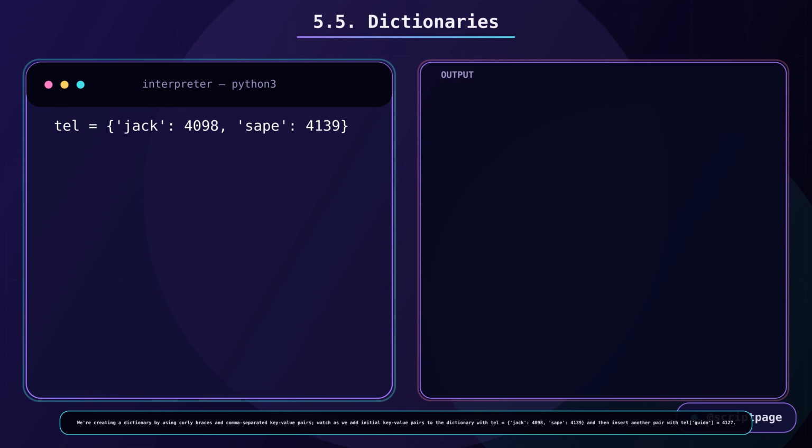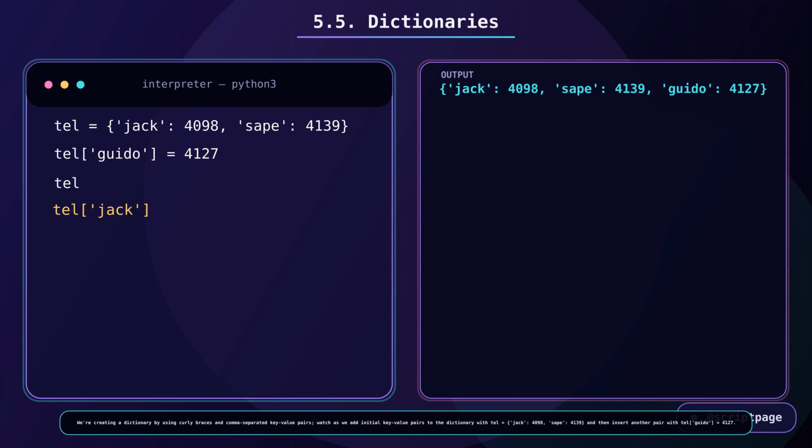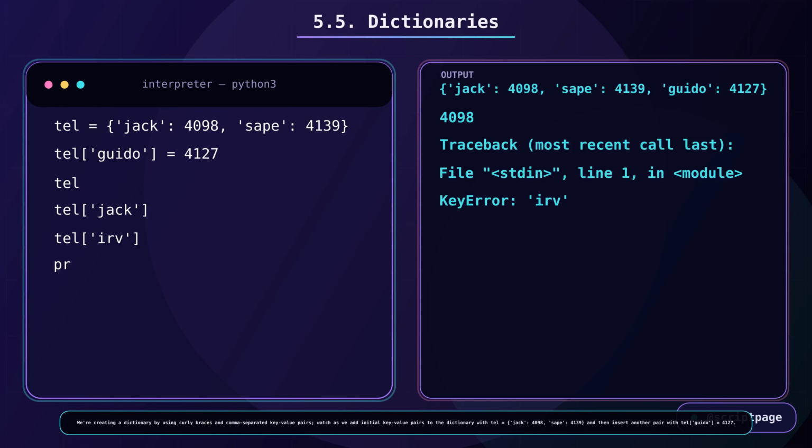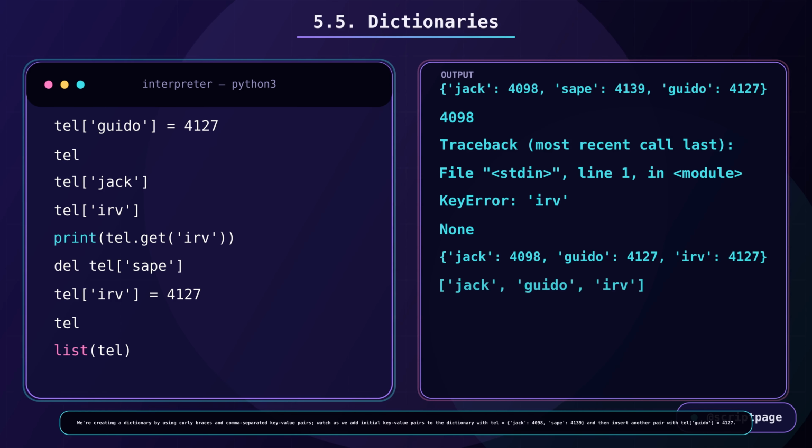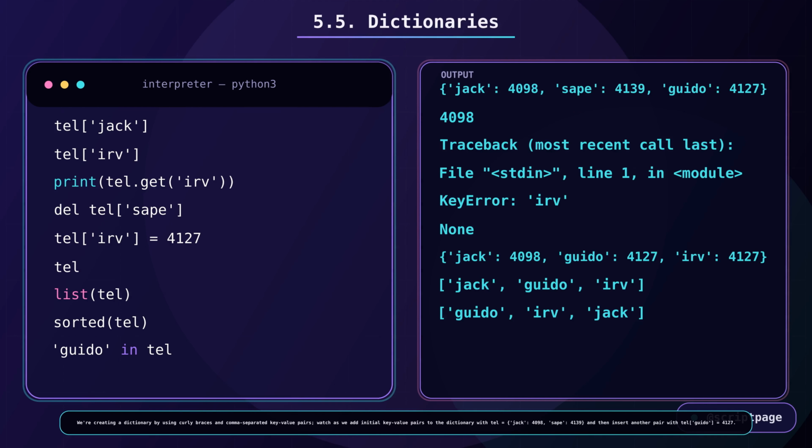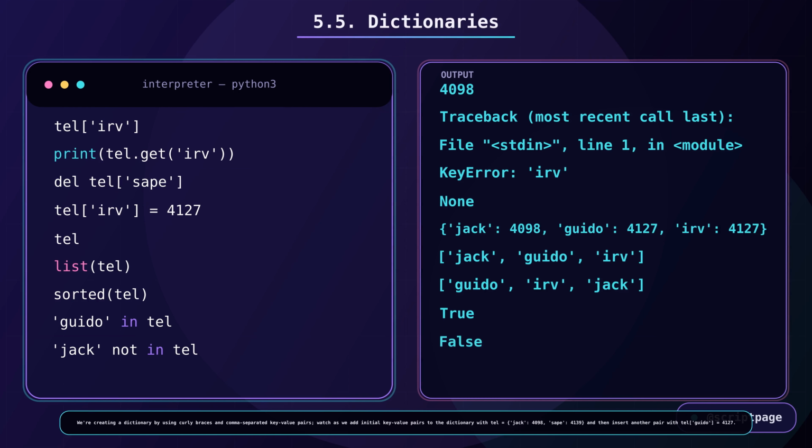We're creating a dictionary by using curly braces and comma-separated key-value pairs. Watch as we add initial key-value pairs to the dictionary with tel equals Jack, 4098, SAPE, 4139, and then insert another pair with tel Guido equals 4127.